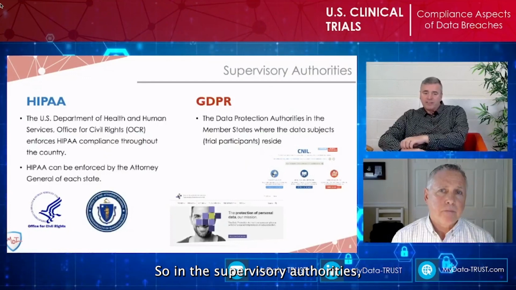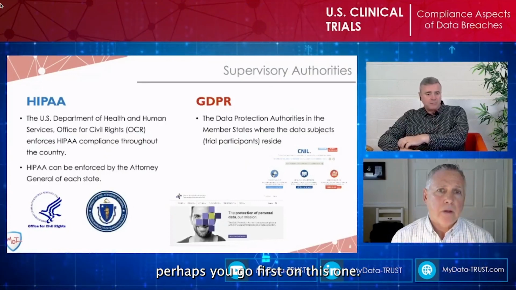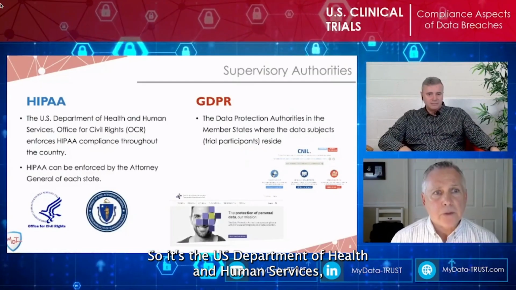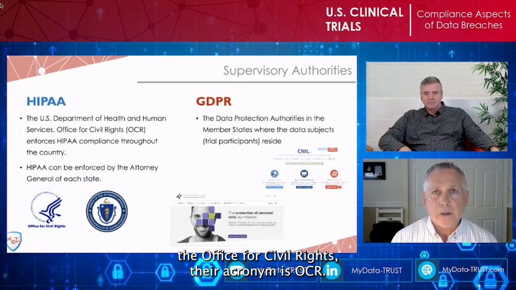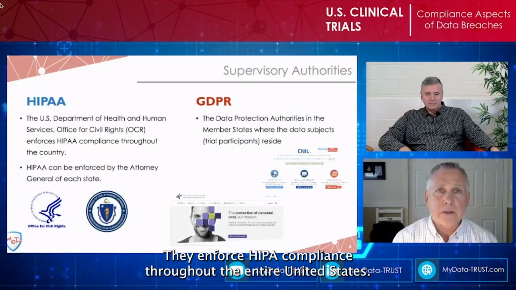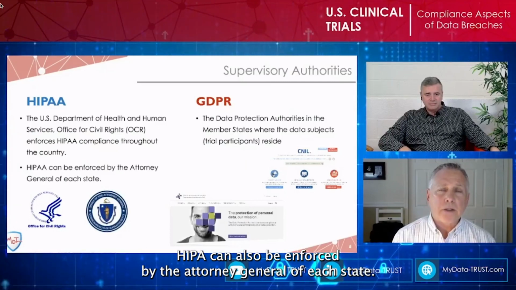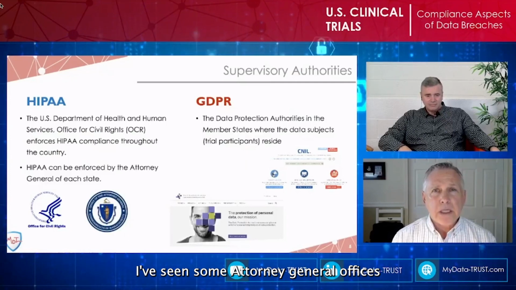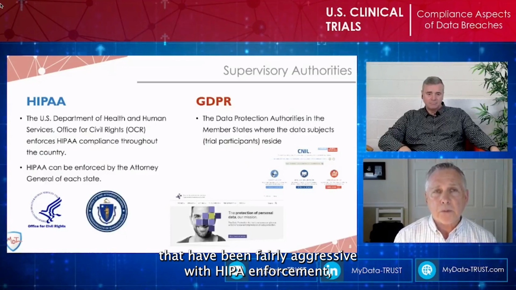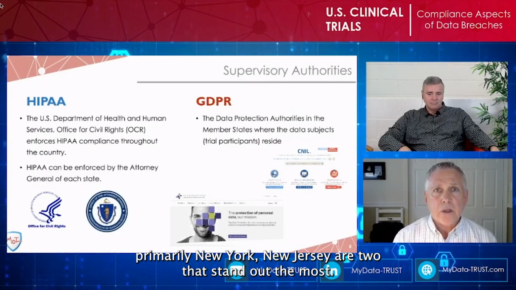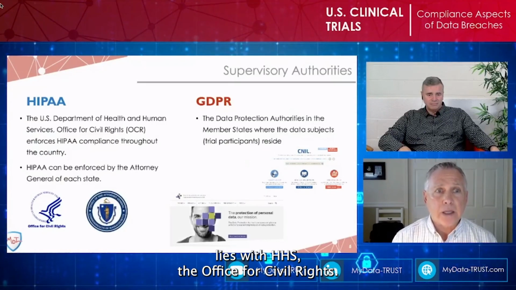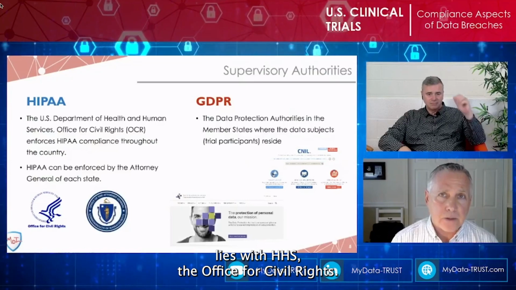So, on the supervisory authorities, perhaps you go first, Jay, on this one. Sure. So it's the U.S. Department of Health and Human Services, the Office for Civil Rights. Their acronym is OCR. They enforce HIPAA compliance throughout the entire United States. HIPAA can also be enforced by the Attorney General of each state. I've seen some Attorney General offices that have been fairly aggressive with HIPAA enforcement, primarily New York and New Jersey are two that stand out the most. But again, the overall federal authority lies with HHS, the Office for Civil Rights.